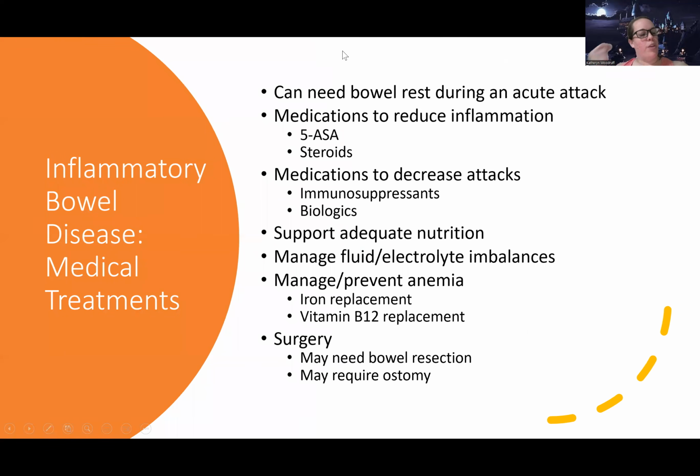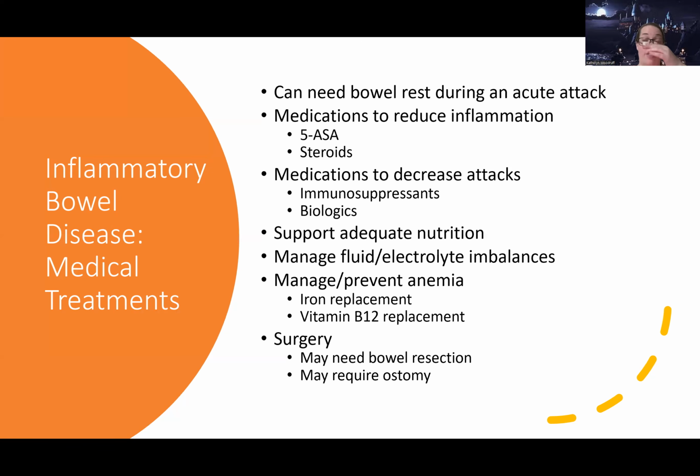So, those were complications. We talked about peritonitis and fistulas, but now let's get back to inflammatory bowel disease in general, and talk about what we're going to do to help them. Inflammatory bowel disease is Crohn's and ulcerative colitis. Many times, especially during an acute attack, they're going to need bowel rest. That means NPO. If their bowels are inflamed, we don't want to keep putting food in them, because that's going to make it worse and irritate it.